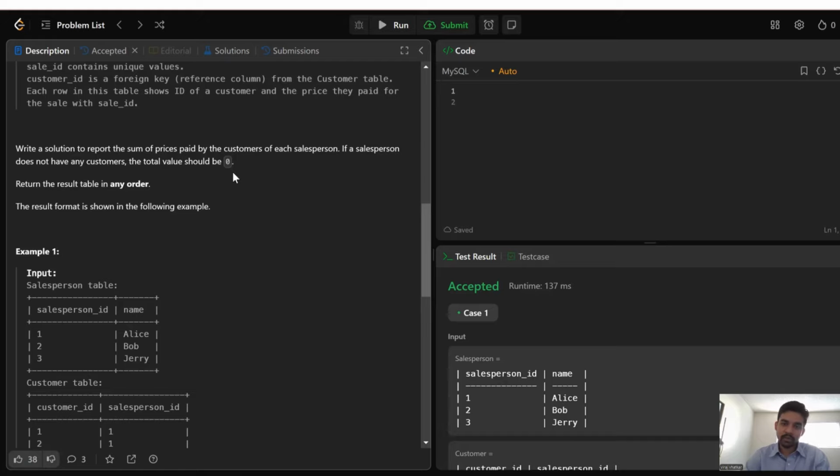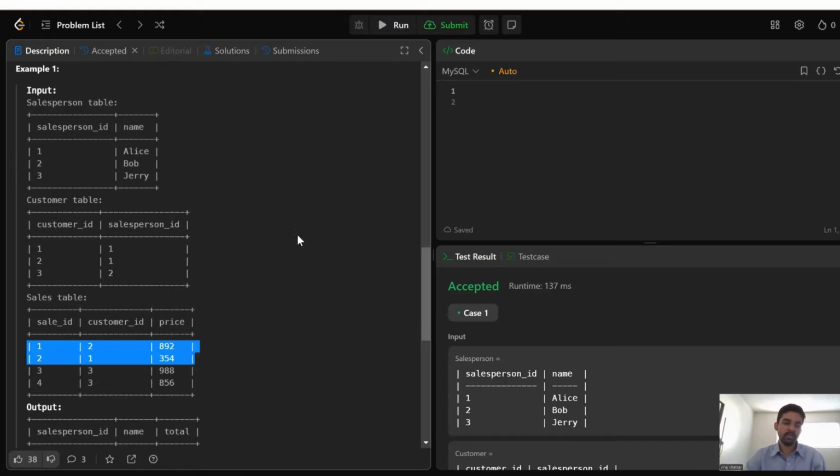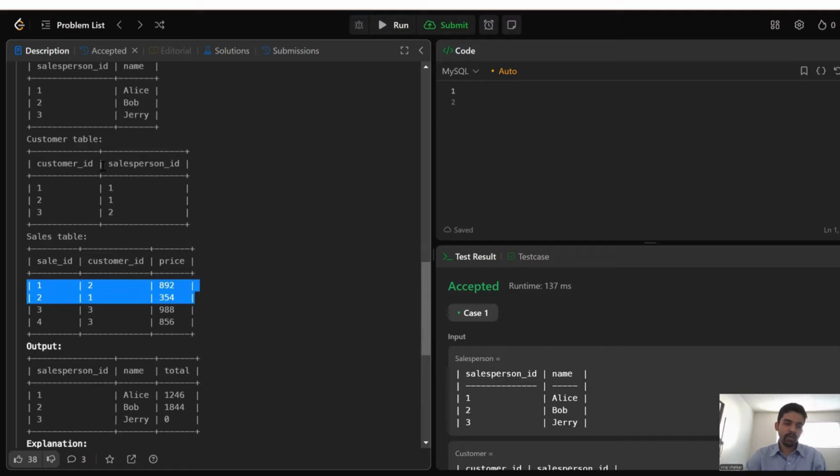So how do we solve it? The first thing is we are going to join the customer table with the sales table using the foreign key customer ID, which is also the primary key for the customer table over here. And the second thing is we are going to group it by the salesperson ID and sum the price value. So we are going to save a couple of steps because of this.